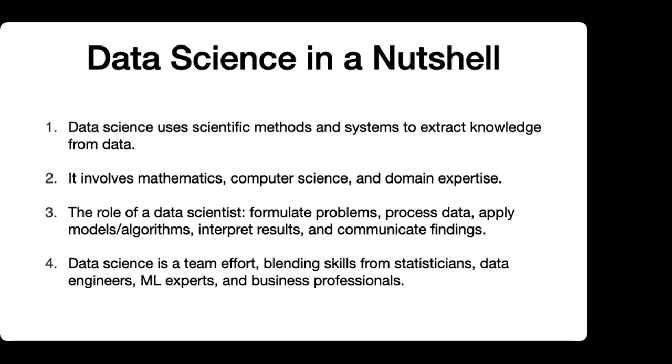As for a description of a data scientist, Donoho highlights the hybrid nature of the role. Data scientists need to have strong statistical skills as well as software engineering abilities. They are expected to be proficient in both fields, which is, of course, quite challenging. This is why data science is often seen as a team effort, where statisticians, data engineers, machine learning experts, and business domain experts work together.